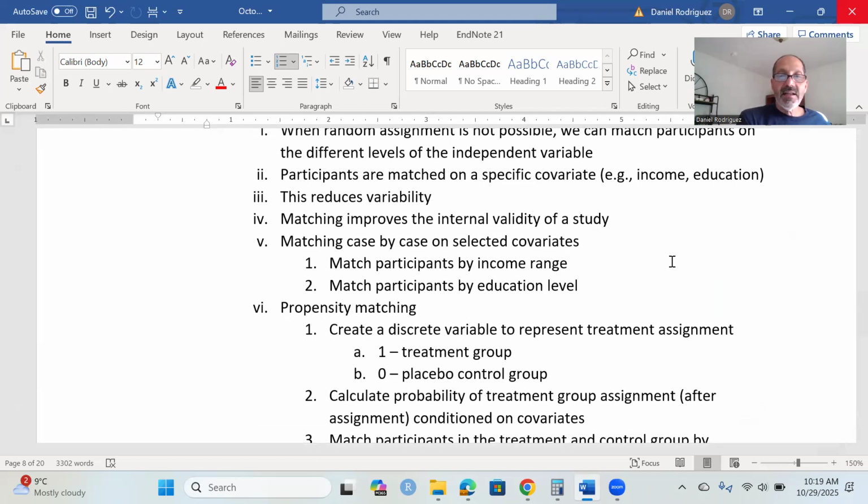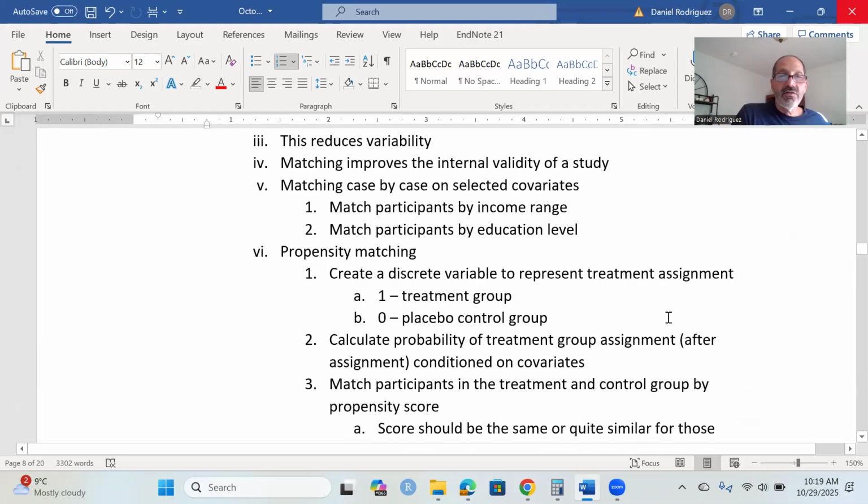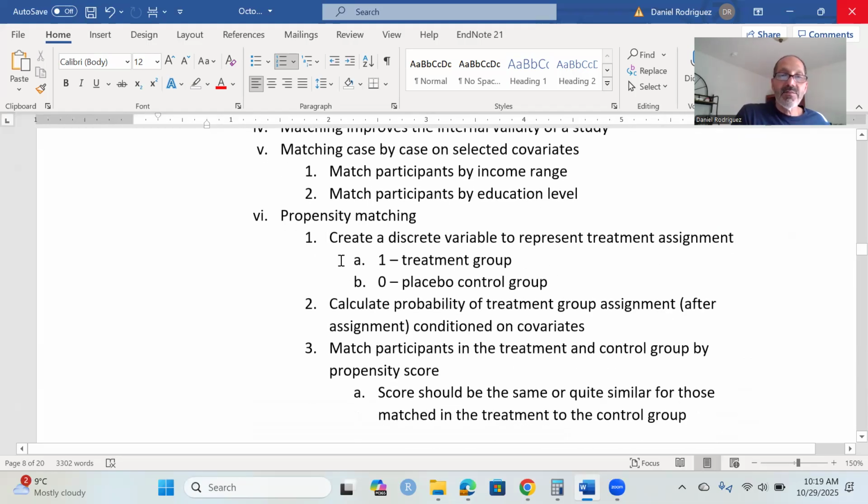If you match case by case on selected covariates, it becomes problematic the more variables you try to eliminate or to match people on. It just gets hard to find participants that meet all the criteria, one for the experimental group, one for the control group. But there are other methods that we can use, something like propensity matching.